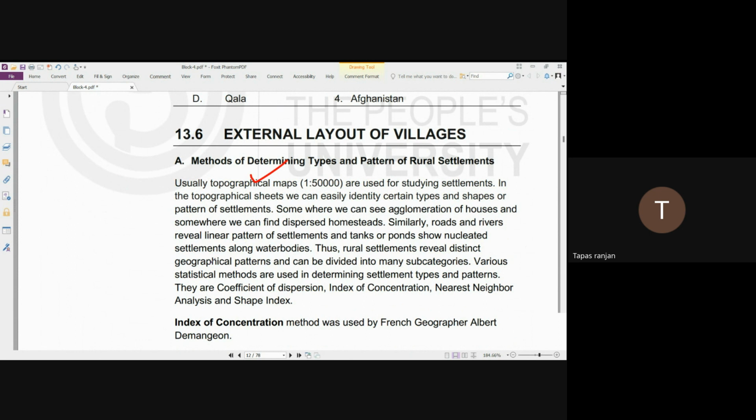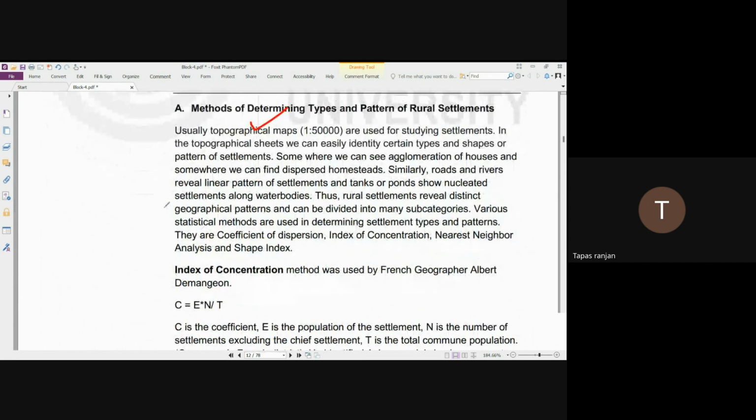We have already discussed different types of rural settlements based on their shape, different types of rural settlements based on their forms. So this can be studied using topographical maps or high resolution satellite imageries also.